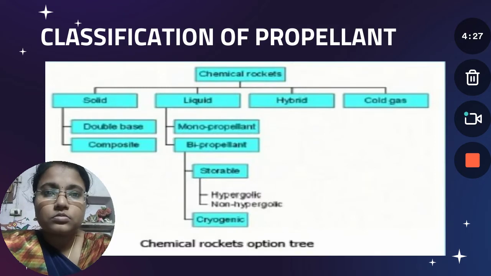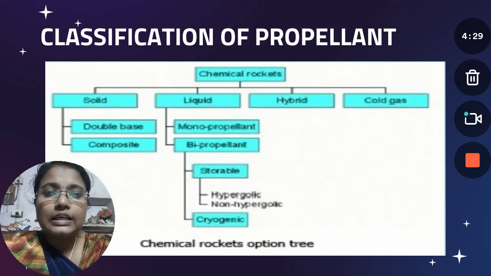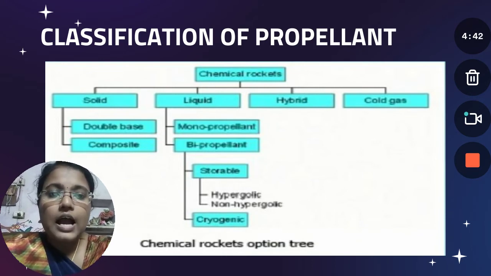Now let's see about the classification of propellant. The solid is classified into double base and composite, and liquid is classified into monopropellant and bipropellant, and bipropellant is classified into storable and cryogenic.